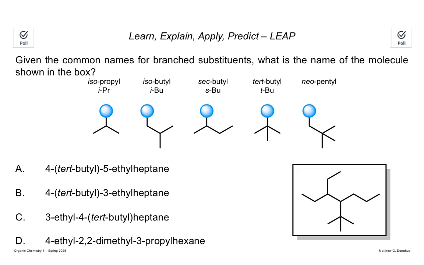You said C. So remember, the substituents have to be ordered first according to alphabetical, not numeric. So B, you have butyl and then ethyl.